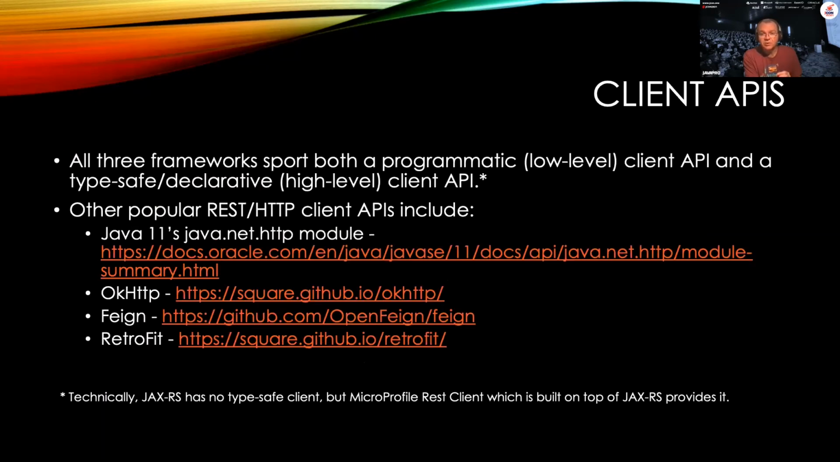And since we've got a little bit more time, I'm just going to talk real quick about client APIs. All three of these have their own client APIs. All three have a programmatic or low-level client API where you basically work at a layer very similar to HTTP. It's basically one layer above URL connections, if that helps. So you're creating targets and then invoking those targets and reading responses. So it's fairly low level, but it can be very dynamic and very, very powerful.